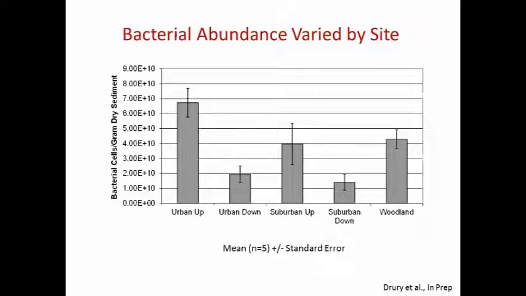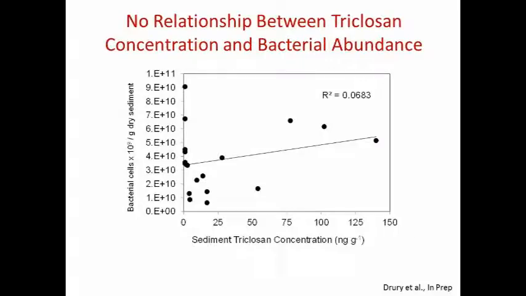So one of the things we looked at was bacterial abundance. How abundant were the bacteria? And there were big differences in abundance between my sites, but it didn't fit with triclosan concentration. Right? So if I tried to look at a correlation between bacterial abundance and triclosan concentration, you get nothing. So there's no correlation. So triclosan is not driving bacterial abundance at these sites.